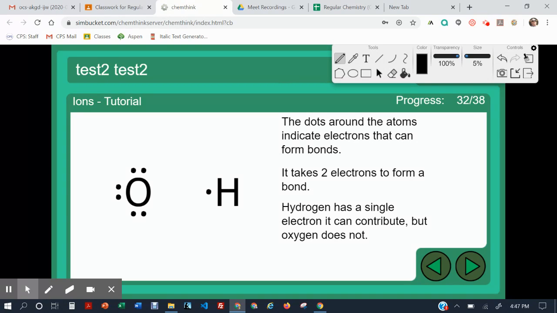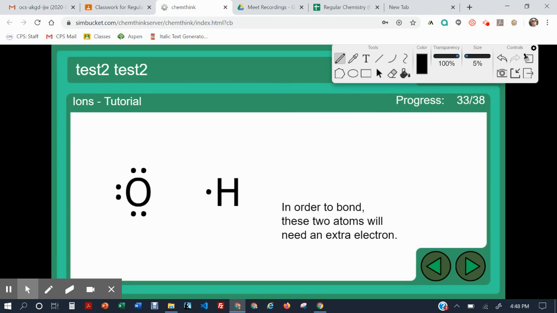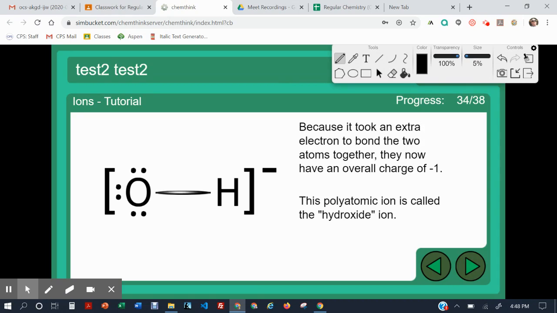And remember, an oxygen atom has 8 electrons, but 6 of those electrons are in the outer shell. It takes 2 electrons to form a bond. Hydrogen has a single electron it can contribute, but oxygen has no electrons that it can contribute. In order to bond, these 2 atoms will need an extra electron. There it is. And now they can form a bond.